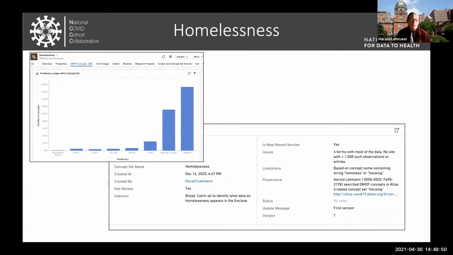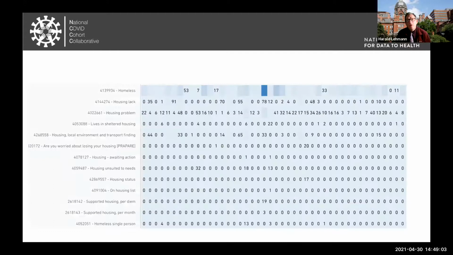So as an example, this is a code set that I assembled for the group. I am not sure yet whether it's still any good. It's got a lot of codes in there. Next slide, please. You can see only about 24 are really used.